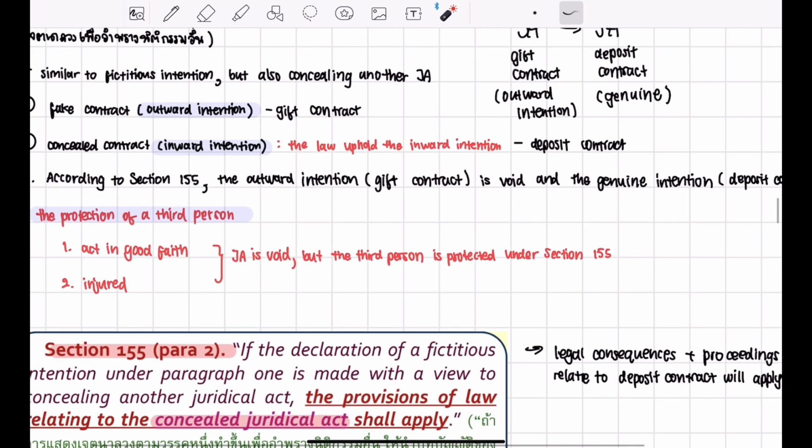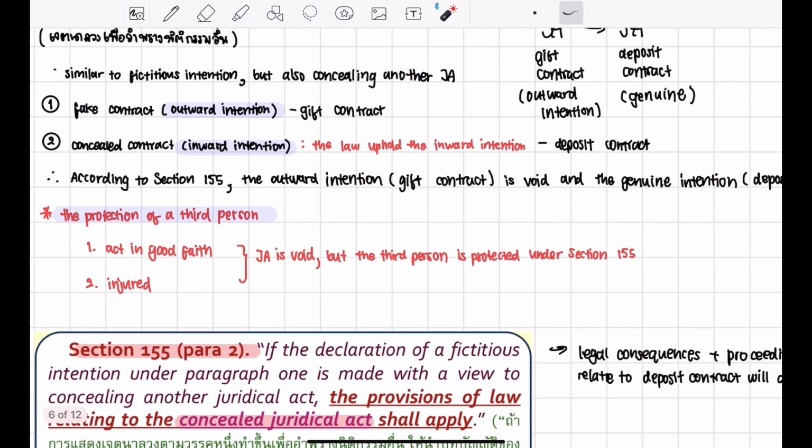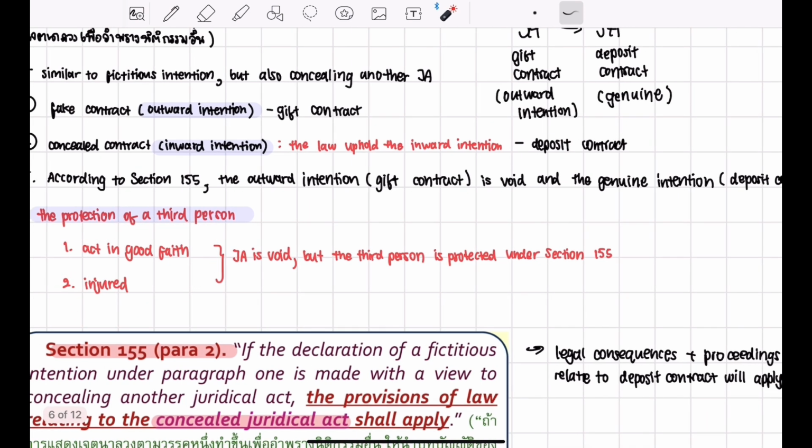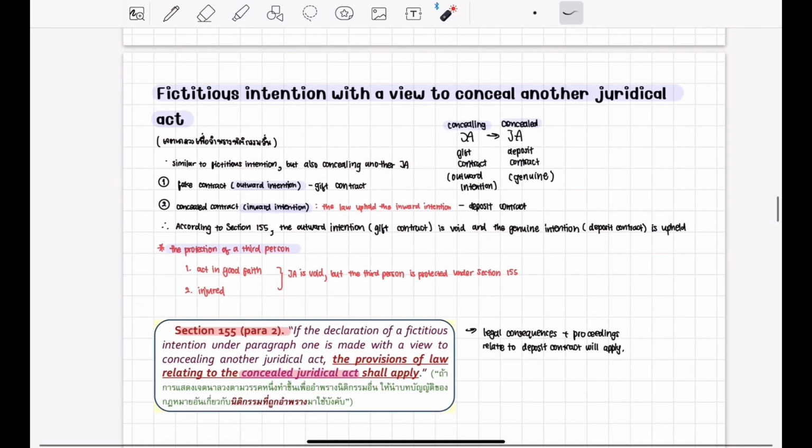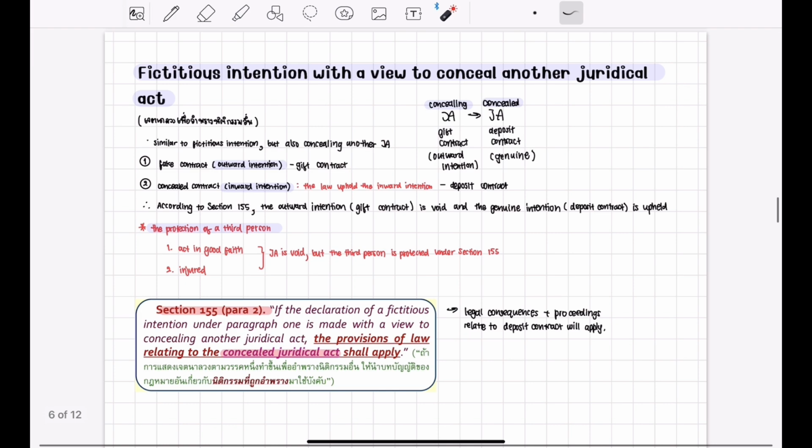And the protection of the third party is the same as already said in paragraph 1, which is if the party is acting in good faith and is also injured by the fictitious intention, then the JA may still be void, but it cannot have any effect on the third party because the third party is protected under section 155. Yes. So that's kind of it.